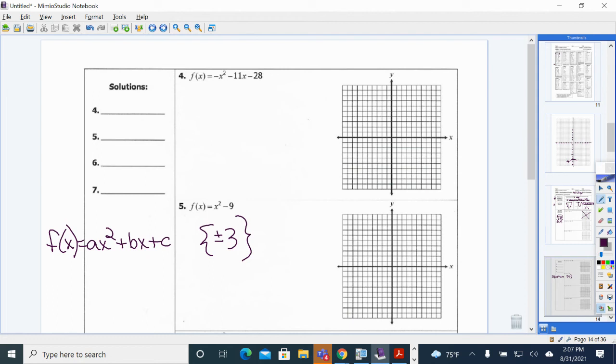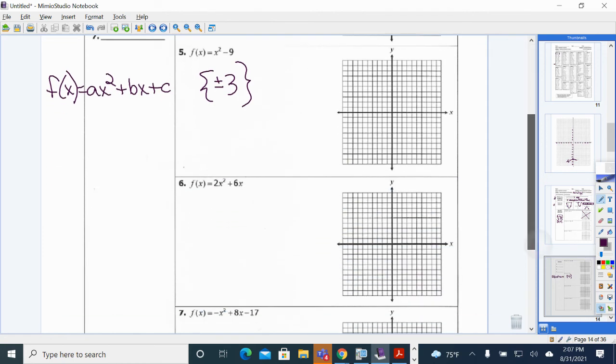Let's jump down to number 6. Same thing. If you notice here, it says 2x squared plus 6x. It has the ax squared and the bx. It doesn't have a c, which again is not a big deal. The calculator is going to do all of that work for you. Not worrying about that one.